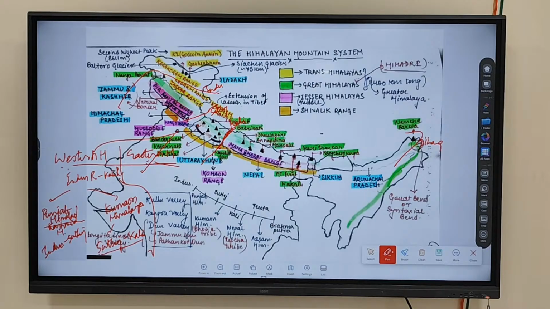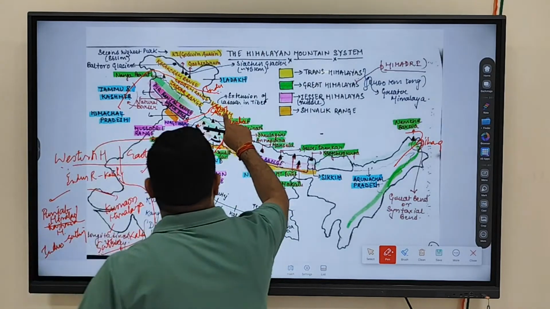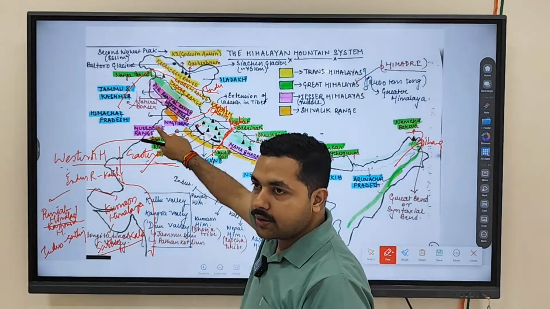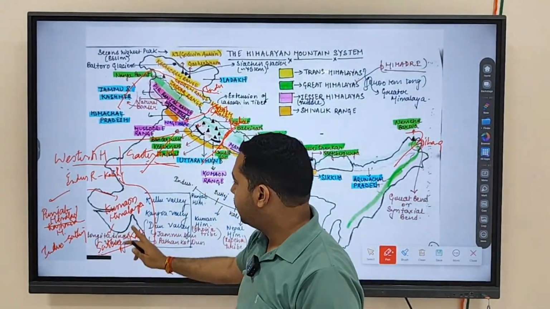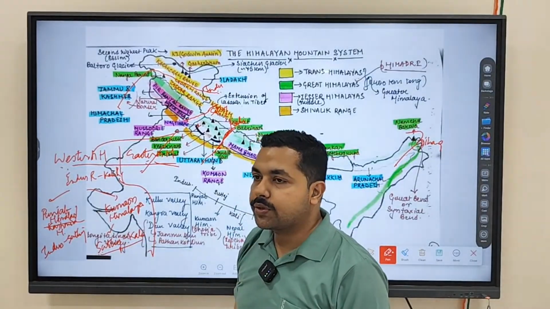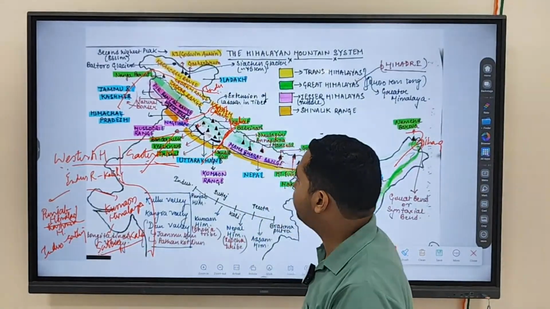Fine. So this Satluj River is entering. From Indus to Satluj, it is known as Punjab or Kashmir Himalayas. And from Satluj to Kali, it is known as which Himalayas? Kumaon Himalayas.